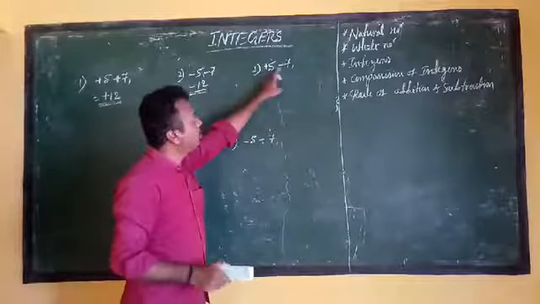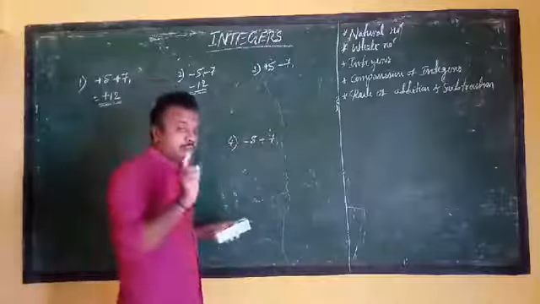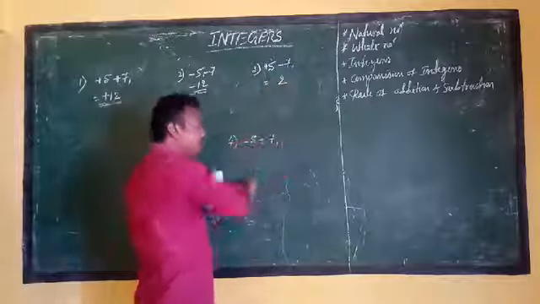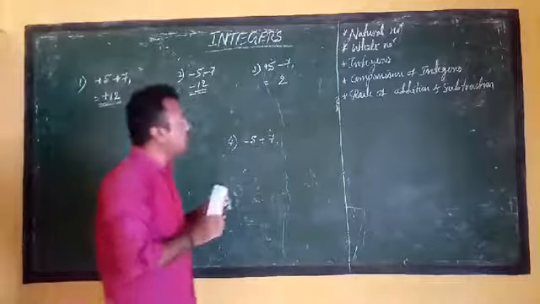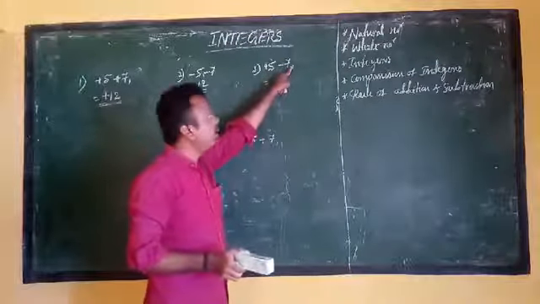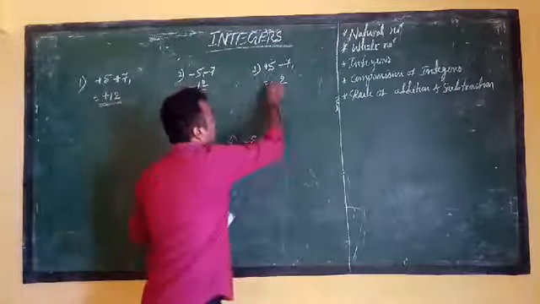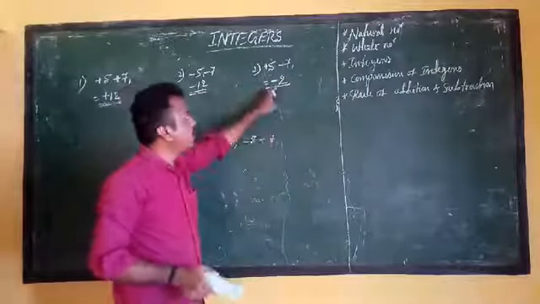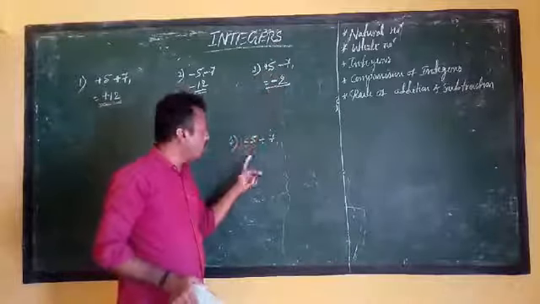So next, plus 5 is there, minus 7 is there. Both are different signs. When the signs are different, we have to do the subtraction. 7 minus 5, how much? It becomes 2. After the subtraction, we put the bigger number's sign in the answer, correct? So which is the greater number here, 5 or 7? 7 is greater. Which sign does 7 have? Minus sign. So we put the minus sign in the resulting number. Therefore the result is minus 2. Plus 5 and minus 7 is minus 2. Got it?